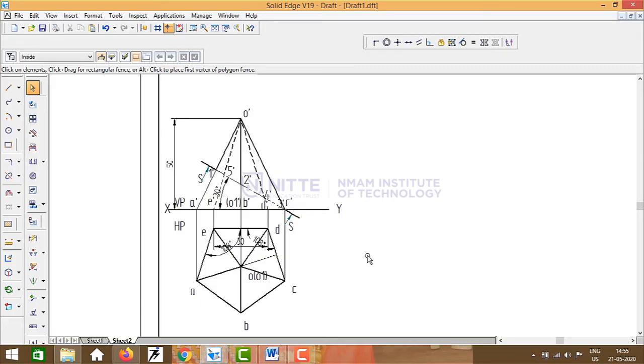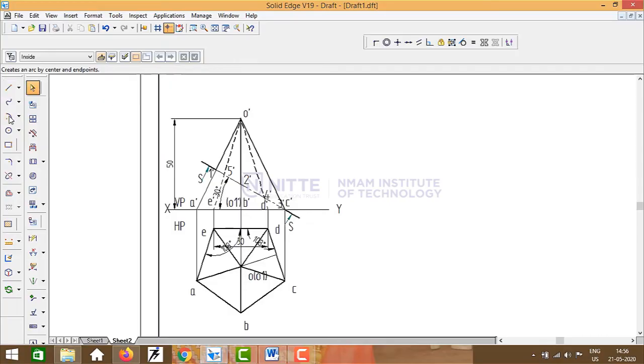First, check if any of the slant edges is parallel to the XY line on the HP side, or parallel to VP on the HP side. So this is the top view. If you look here, not even a single edge is parallel to VP. So what you need to do now is rotate any one of the slant edges and make it parallel, and project towards the VP side to get the true length of the actual slant edge. Okay, so let's do that.